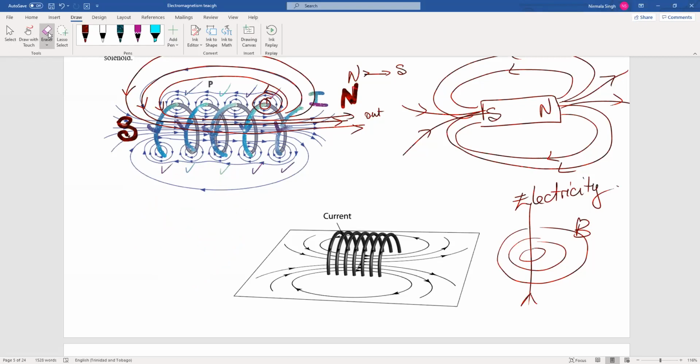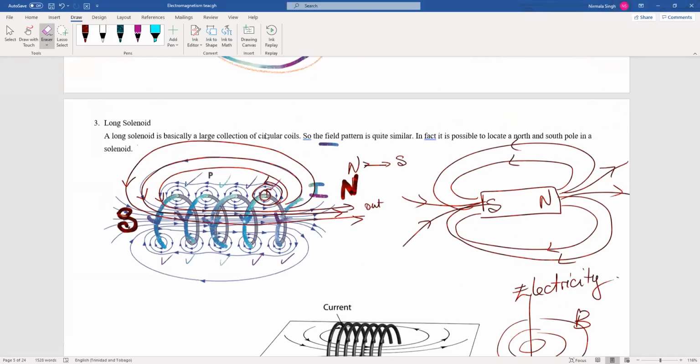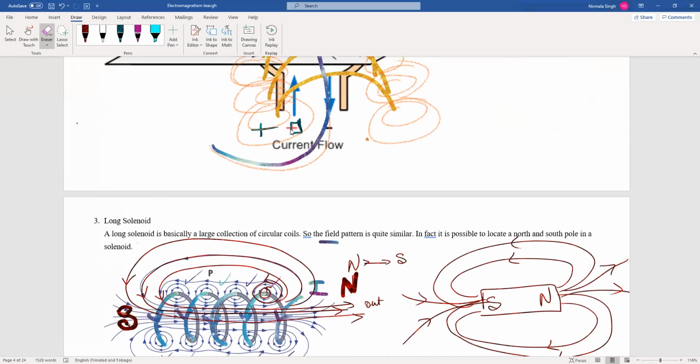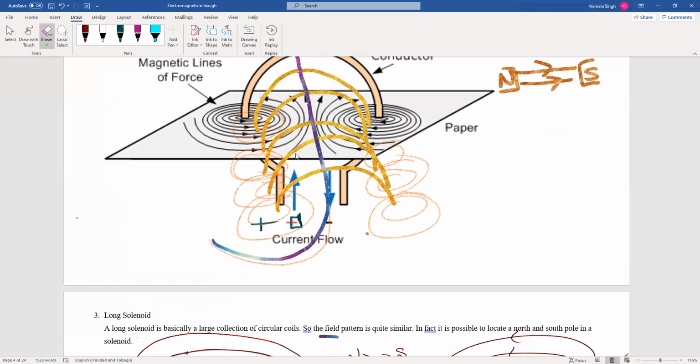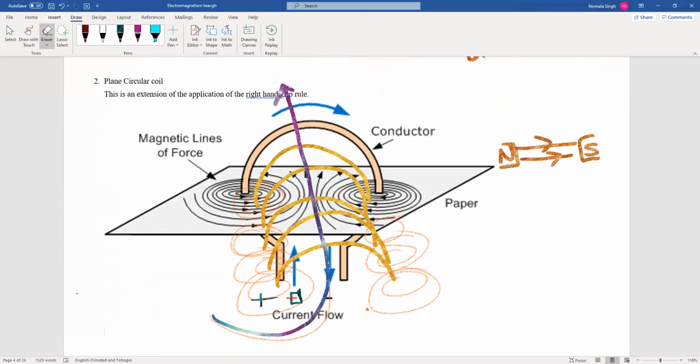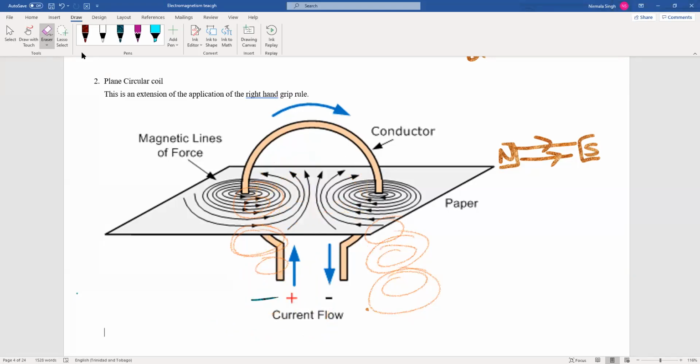So that's our field. You have to learn what the field looks like for a flat circular coil, and we just did the flat circular coil. All right, so this is our flat circular coil. You have one circle on one side, the next circle on the other, and there is an area of influence or an area of flow between them.